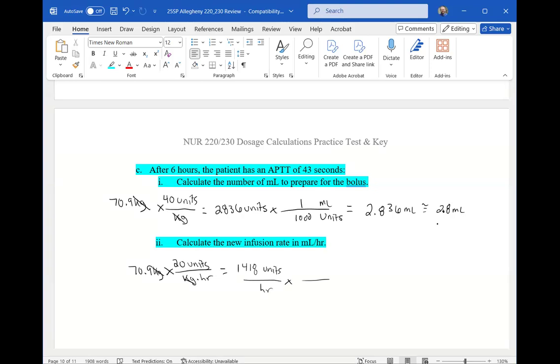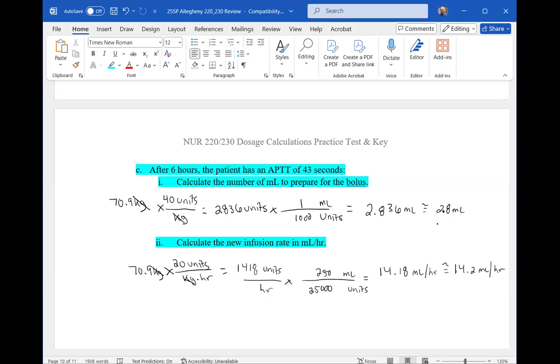I'm going to convert units per hour to milliliters per hour. So you'll notice that I'm doing the same conversion, but my available is the thing that's different. So what's different? Instead of the bolus dose, 1,000 units per milliliter, it's the IV of the 25,000 units per 250 ml. And then what I'm going to get here is 14.18 milliliters per hour. And we're going to round that to 14.2 milliliters per hour.